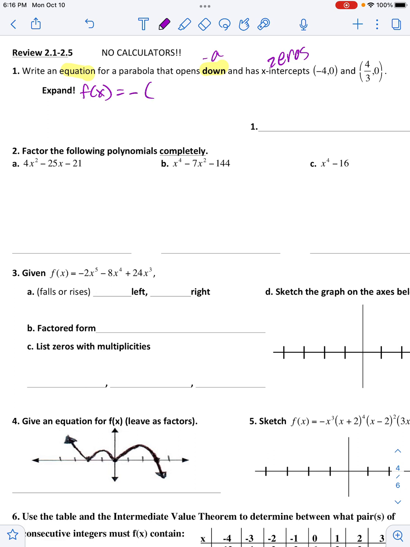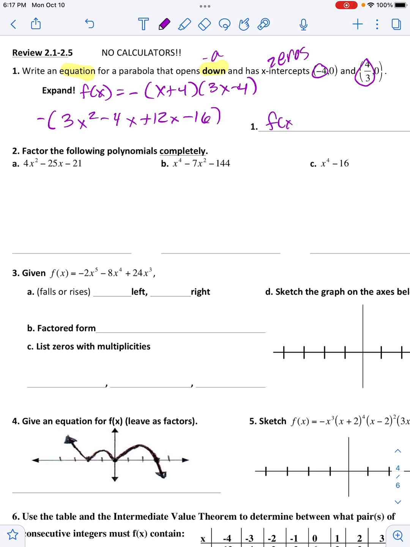The factor that will go with a 0 of negative 4 is x plus 4. And the factor that will go with 4/3 is going to be 3x minus 4. And you kind of just need to wrap your brain around that. I'm going to leave that negative hanging, and I'm going to FOIL that. So I'm going to get 3x squared. Outside is negative 4x. Inside is positive 12x, and then minus 16. But I'm going to be distributing that negative.